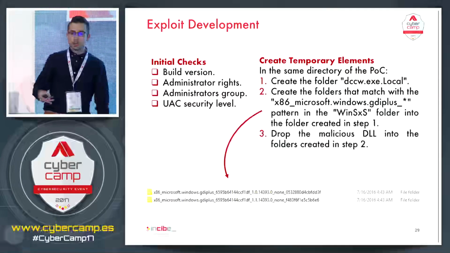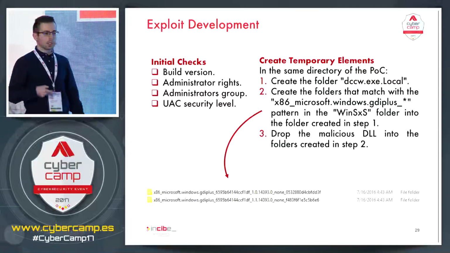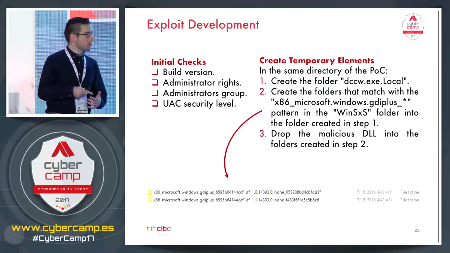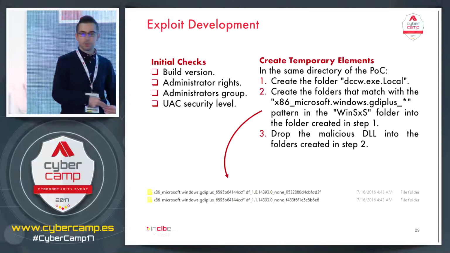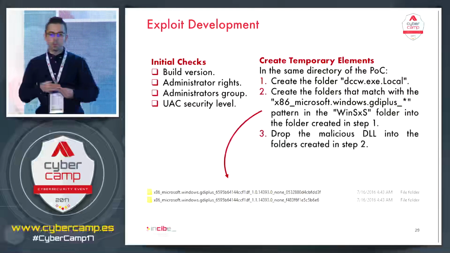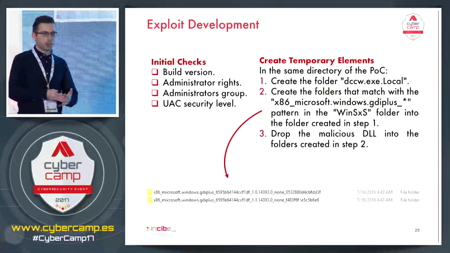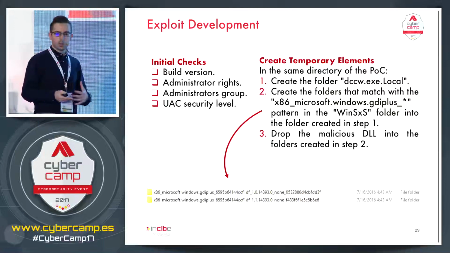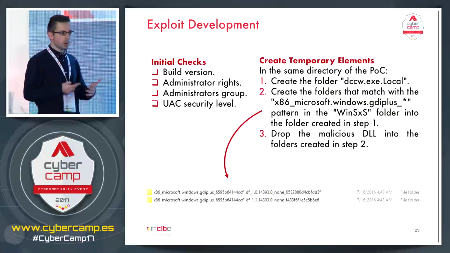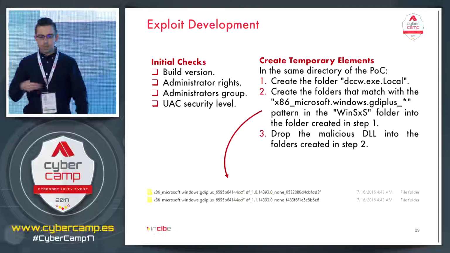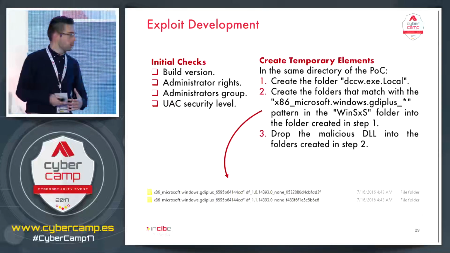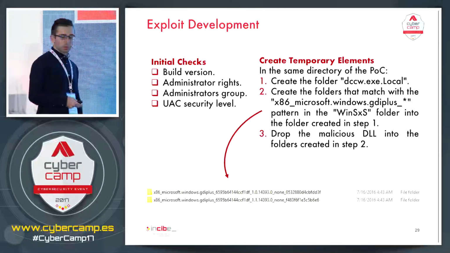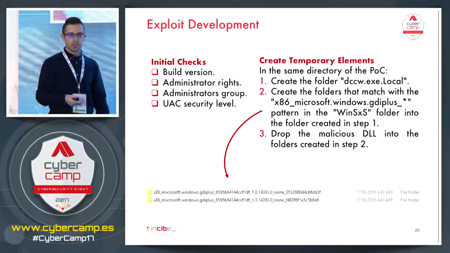The next step, once the concept test is executed, is performing several initial checks. We are going to check the build version, we're going to check if we have administrative rights, we're going to check if the compromised user belongs to the administrator's group, and we're going to check the UAC security level as well. Why? Because we don't want to be unsuccessful in our concept test.